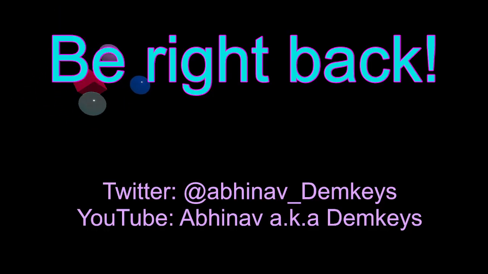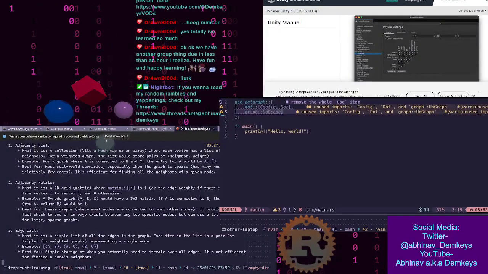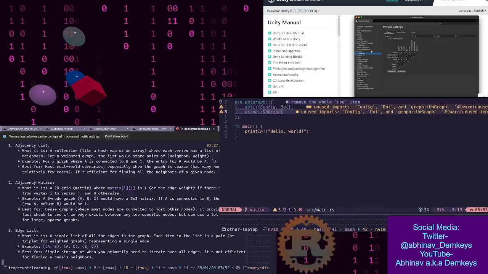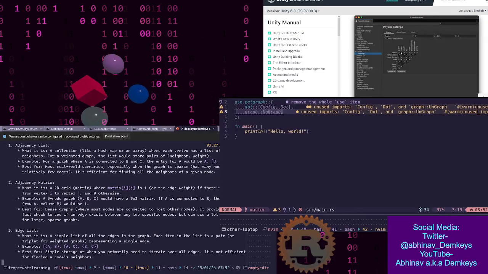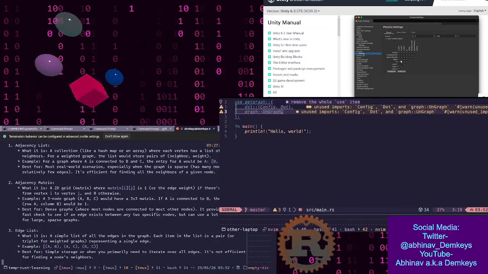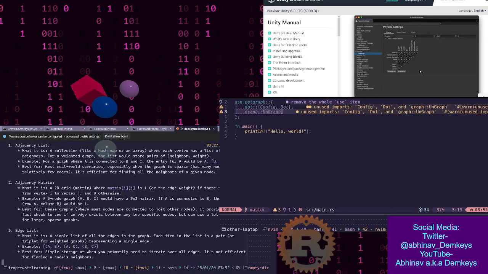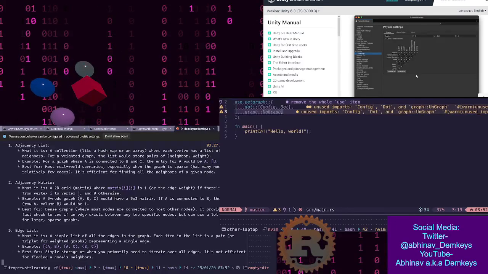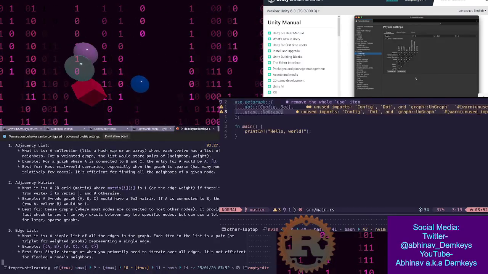Layer-based collision. Let's open this up. I just need to show an image of the collision matrix. It's a pretty small image, but you'll be able to see it. So this is the collision matrix. Here you have a couple of different layers, and you can select which layer collides with the other layer. So this way you can define custom collision behavior.